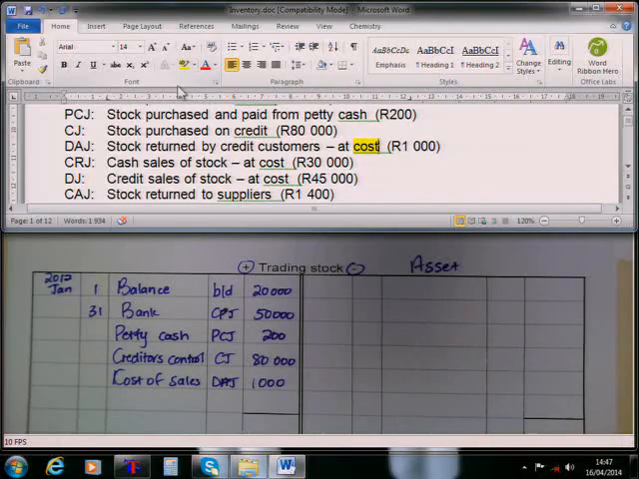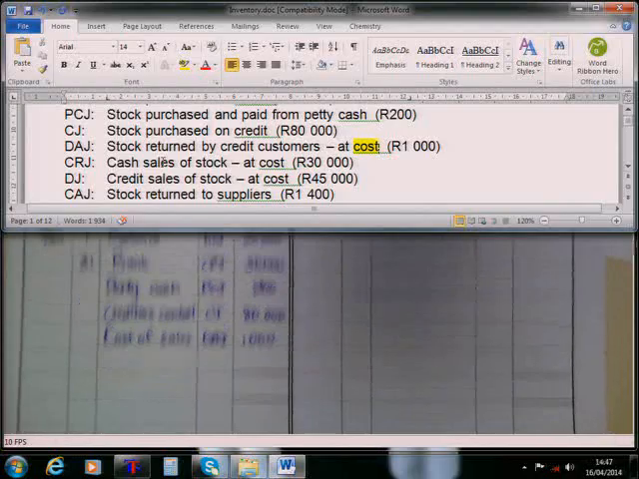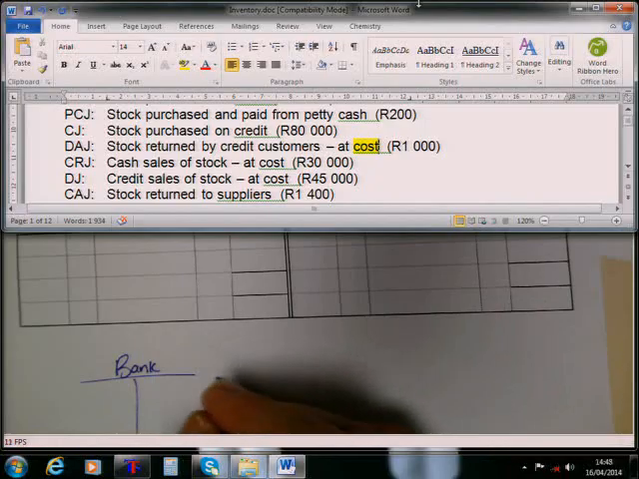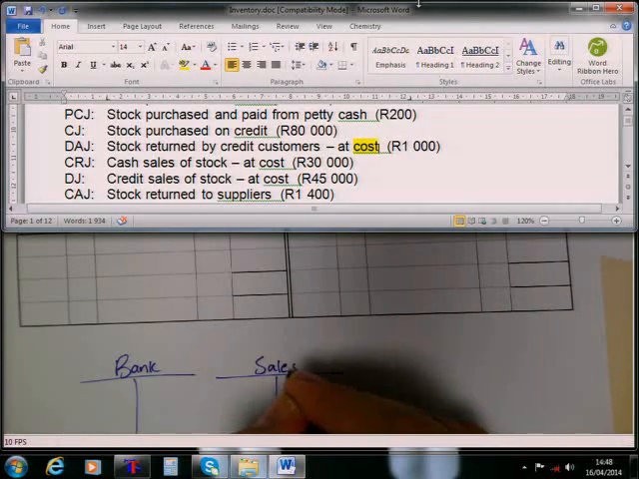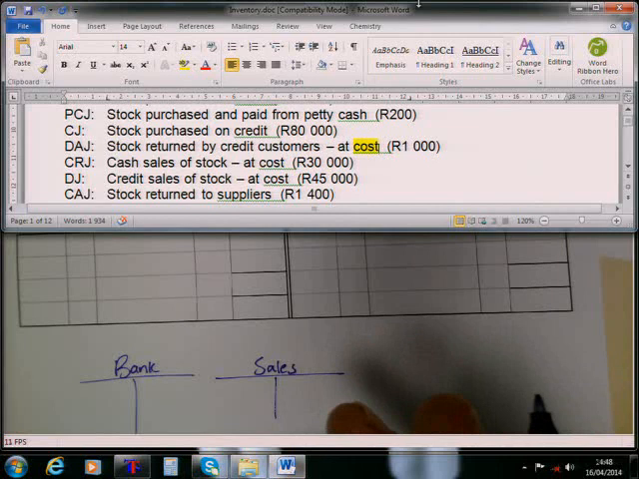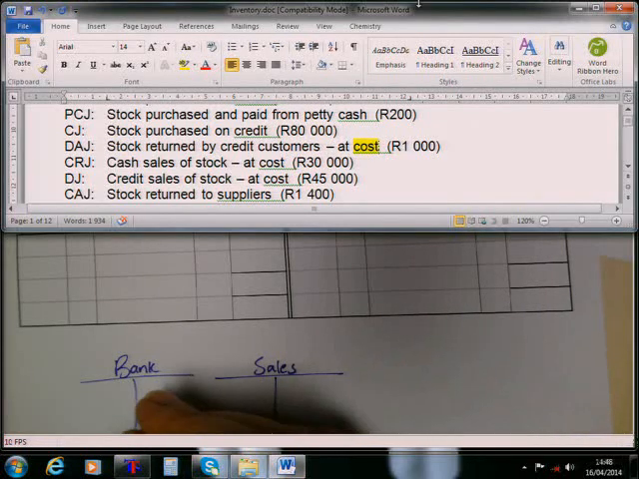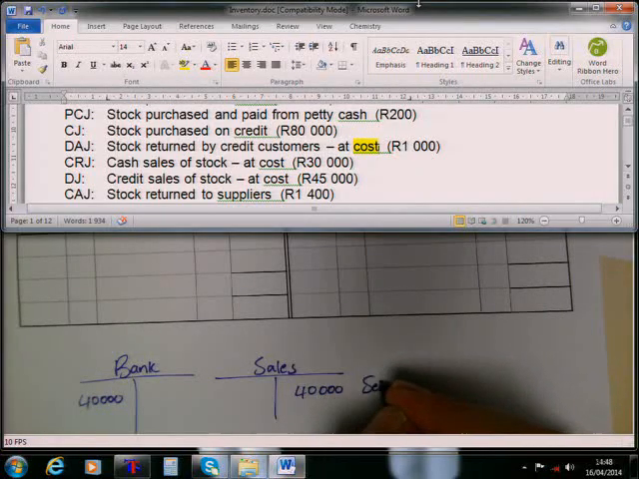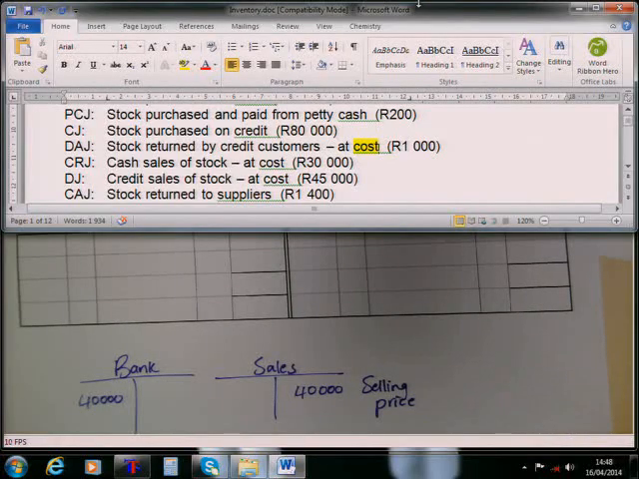Okay, we sold stock in the CRJ. When you sold stock, it's on the debit side of the bank, and it's on the credit side of sales. They don't give us the selling price, but for example, the selling price is 40,000. So that means that we've got 40,000 more in the bank, and we've got 40,000 more sales. But the selling price didn't influence your trading stock, but the cost price does.